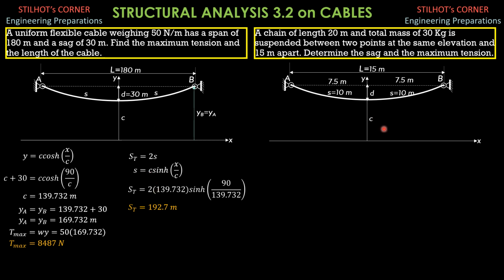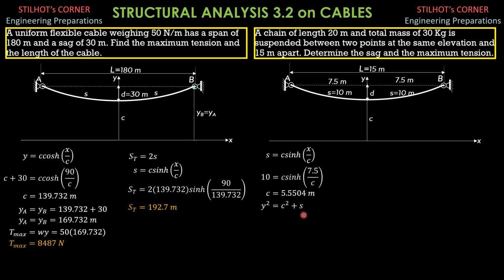So this is c, and therefore S equals C sinh(x/C). That's our starting equation. So S is 10 equals C sinh(7.5/C). So solving for c, c is equal to 5.5504 meters. Then having found c, we can now compute the sag d, because y is c plus d, and y square equals c square plus s square.